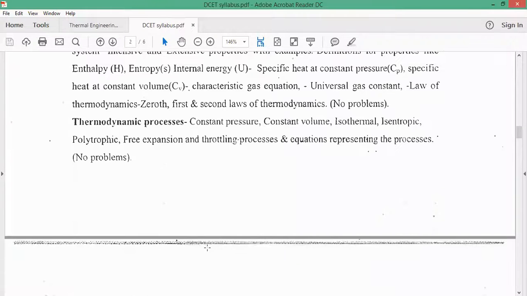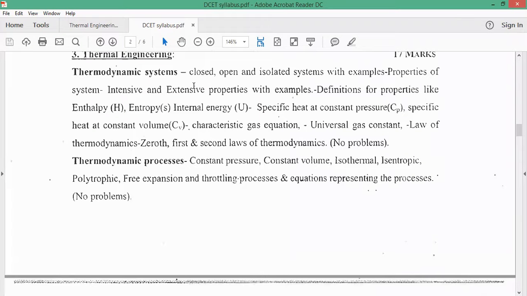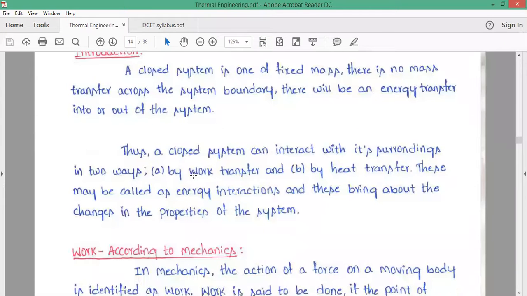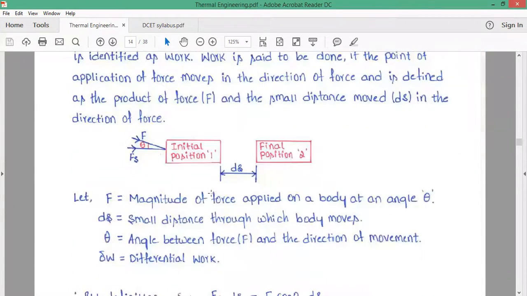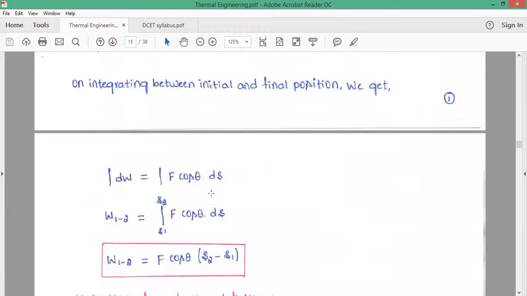Now we have covered almost all these topics. Let's discuss the remaining process. In thermodynamics, we are going to define work as: work is said to be done.